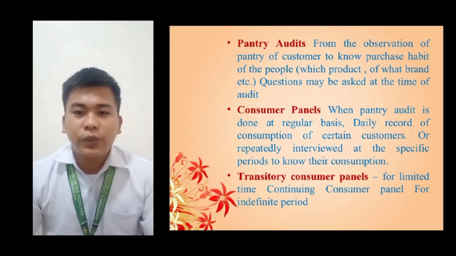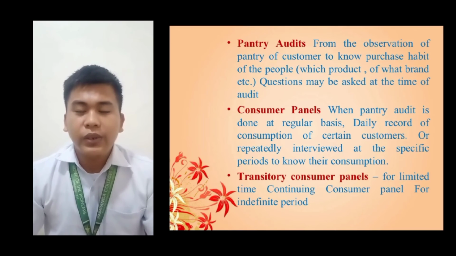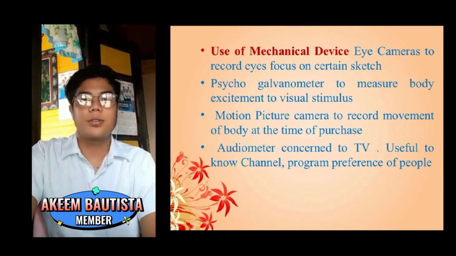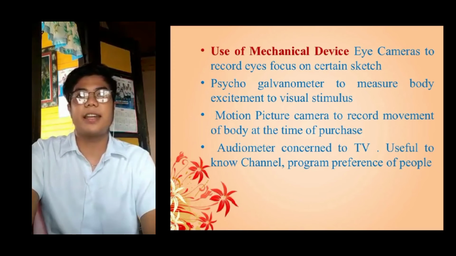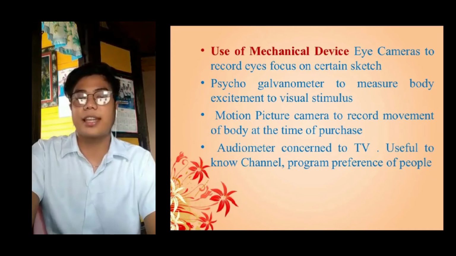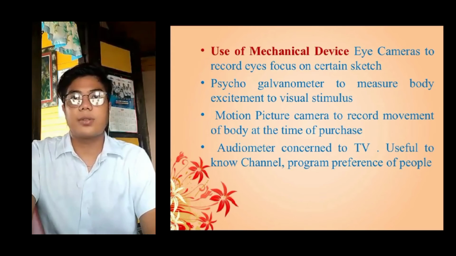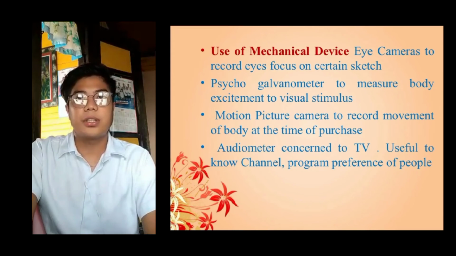Transitory consumer panel, for limited time. Continuing consumer panel, for identified period. So next, we have the use of mechanical devices: eye cameras to record eye focus on a certain sketch. Next one is psychogalvanometer, to measure the body excitement to visual stimulus. Next one is motion picture camera, to record movement of body and time of purchase. Next one is the audiometer concerned to TV, useful to know channel and program preference of people.